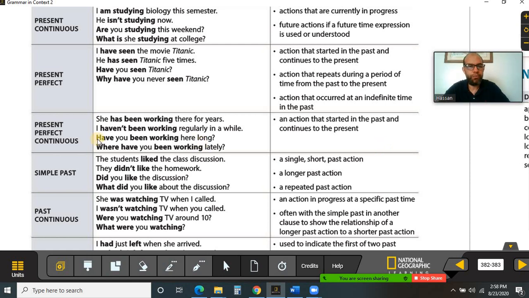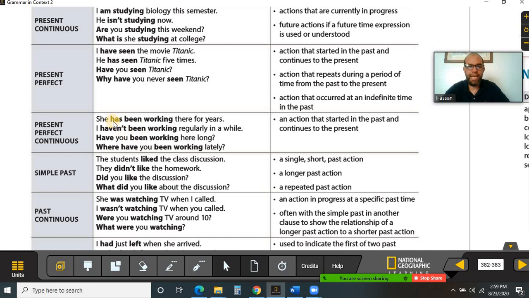Now, how do we form it? We use have or has plus been plus verb ing. Have or has plus been plus verb ing. I have been living in this house for 5 years, for example. She has been working there for 4 years. This means that she started working at that job, okay, in the past, and her working at that job continues to now, and it is still going on. The action of working is still going on.